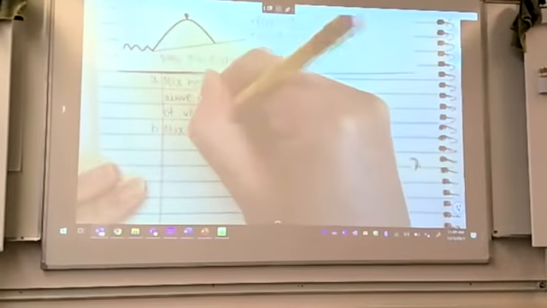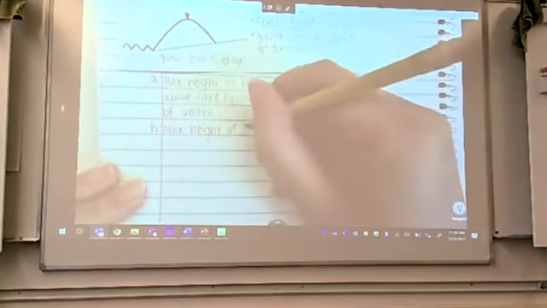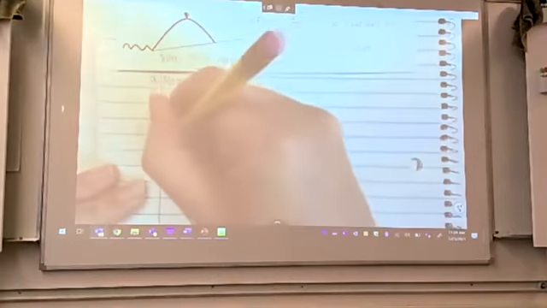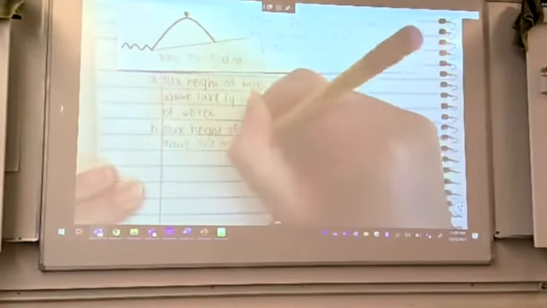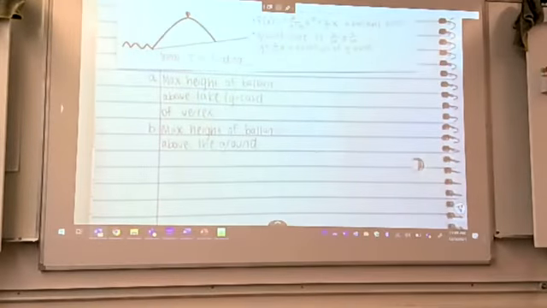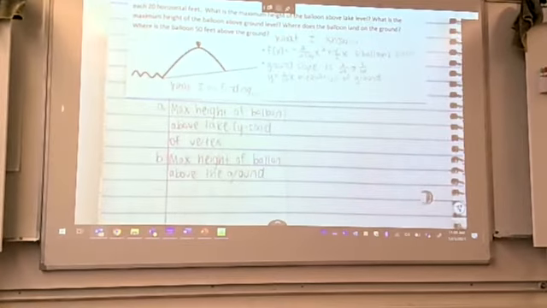Max height of balloon above the ground. This is not as straightforward. Okay, so let's talk about it real quick. First off, where is that visually?